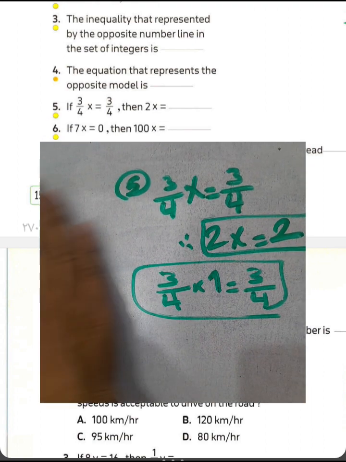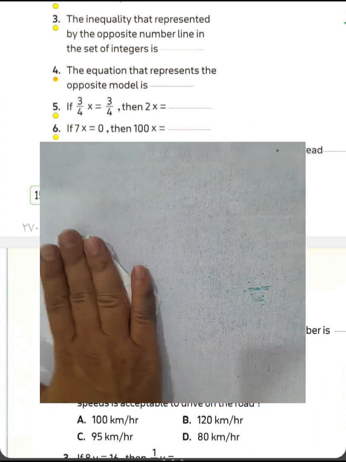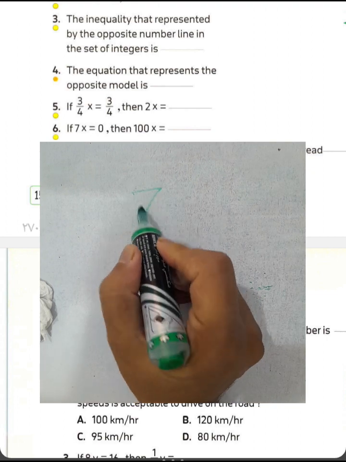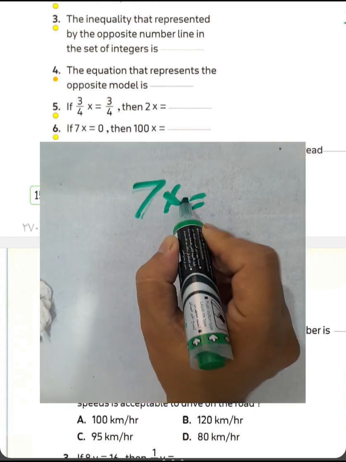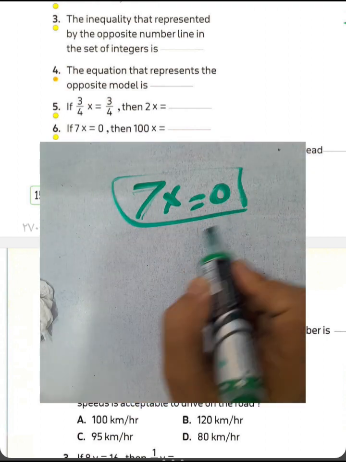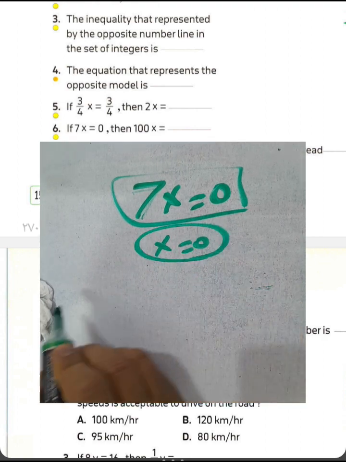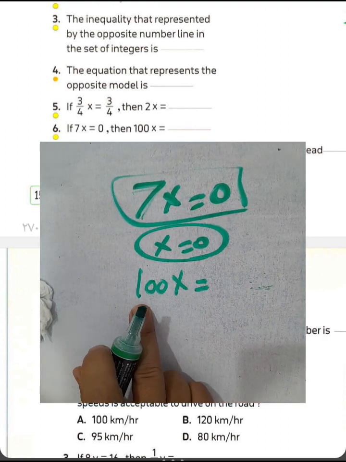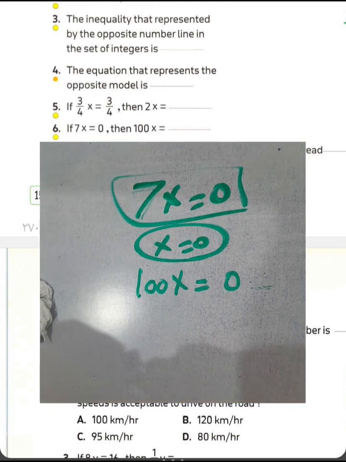Question number 6. If 7x equals 0, then 100x equals 0, because 7x means 7 multiplied by x equals 0. Then x will be what? x equals 0. So 100x will be 100 times 0, which equals 0.